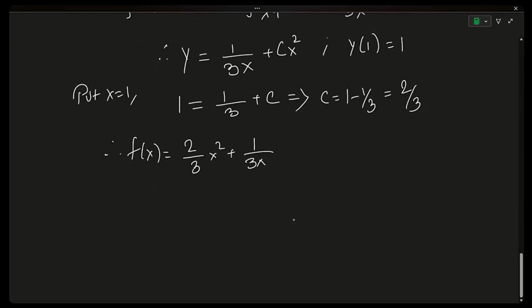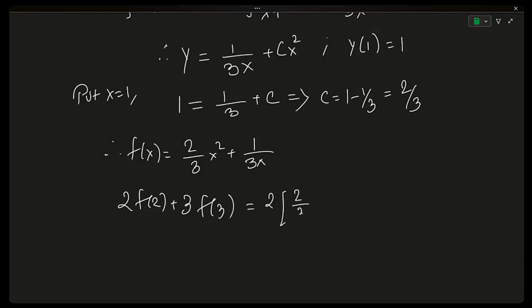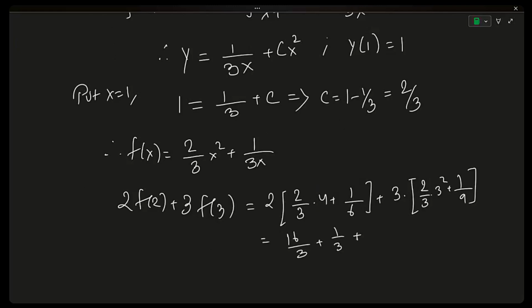Okay. Now, the actual value which we wanted to find was 2f2 plus 3f3. This is equal to 2 times, now what is f2? 2 by 3 into 4 plus 1 by 6. And 3f3 is going to be 3 whole into 2 by 3 into 3 square plus 1 by 9. Let us simplify this. This is 16 by 3 plus 1 by 3. And this is going to be 3 cube by 3, which is 3 square. So 3 square into 2 plus 1 by 3.